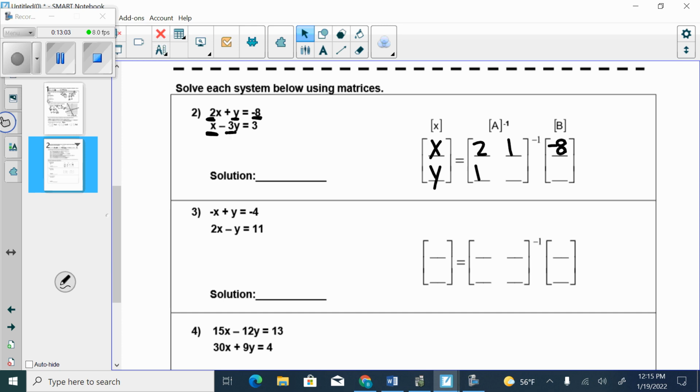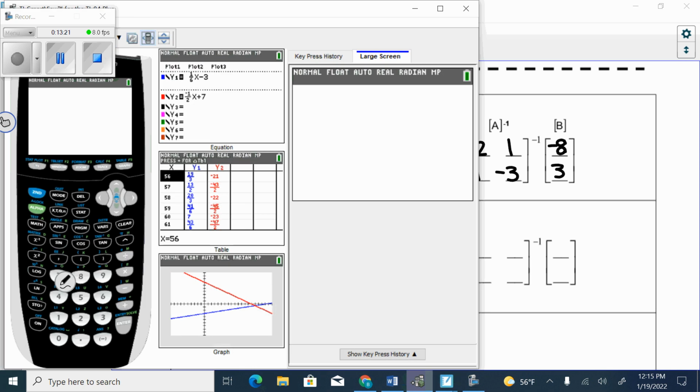Good. What number is in front of y? -3. Make sure you bring that negative with you. Equals +3. Very good. Okay, now that you have it filled in, we just need to go type it in our calculator.